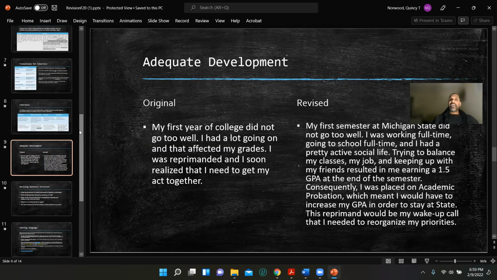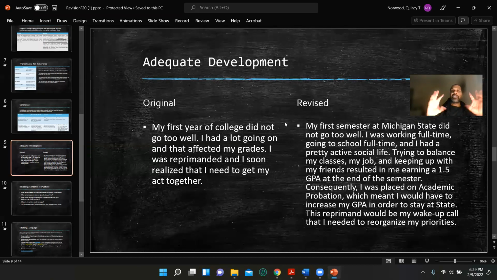It tells your reader about this first year, but it doesn't show them what you meant. You show them with concrete details, details that your reader can visualize. My first semester at Michigan State did not go too well. I was working full-time, going to school full-time, and I had a pretty active social life. Instead of saying I had a lot going on, what did you have going on? Oh, you were working full-time, going to school full-time, and you had an active social life.